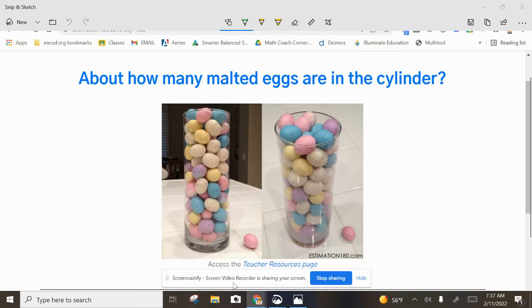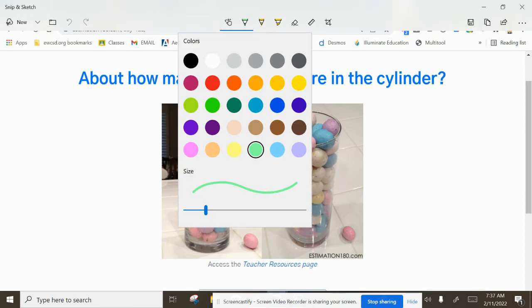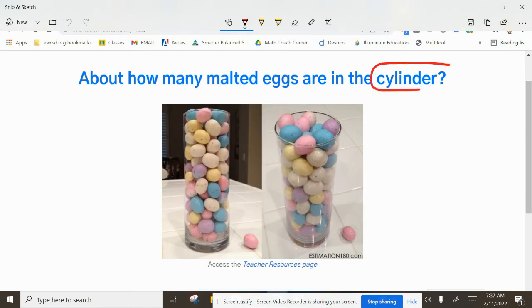All right, today's little warm up I want you guys to look at is asking you how many malted eggs are in the cylinder. I love this question, and we're going to start doing more of these in the future. This right here is part of 8th grade: understanding how much can fit into a cylinder. It's not this unit, it's going to be next unit.